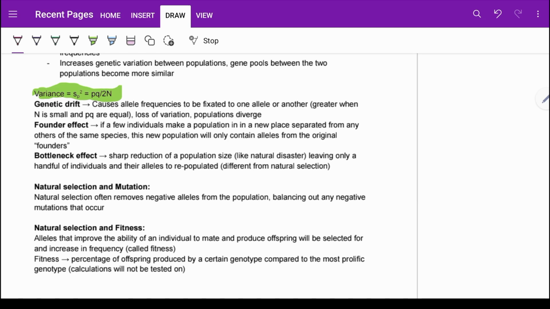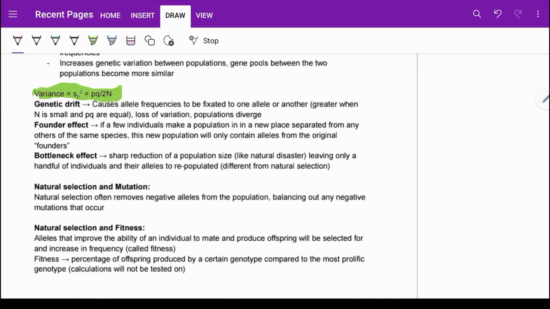We also have the founder effect, which means if, say, a few individuals from a population are stranded on an island and they start to build their own population of that organism, that population will only contain as much variation as the original few parents did, and that can create less genetic variation.